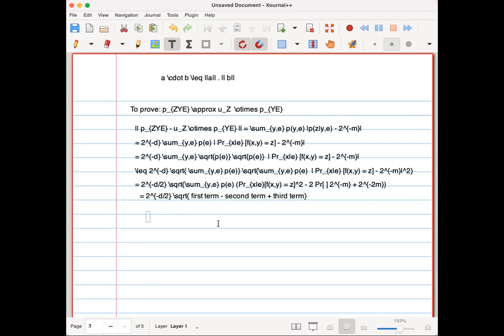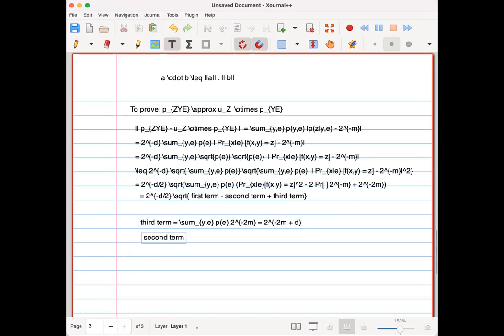I've not done anything great, just notation. So let us see what the third term is. The third term is sum over y, e of p, e, 2 to the minus 2m, right? So this is 2 to the minus 2m. Then sum over e of p is 1, and sum over y will be this. So this is 2 to the d. So this will be 2 to the minus m plus d. Is this clear? So this is the easy part.